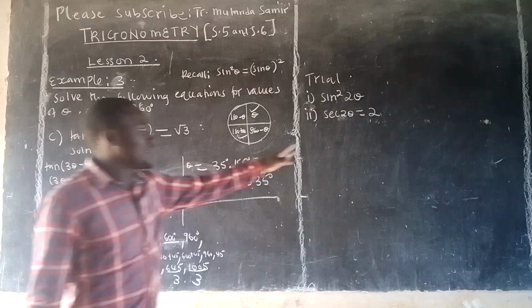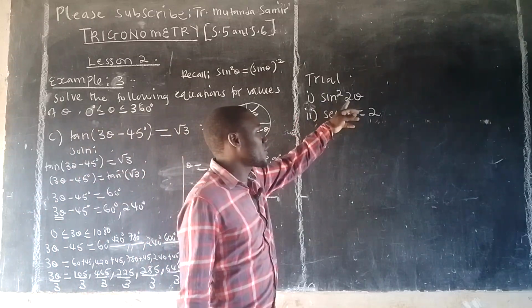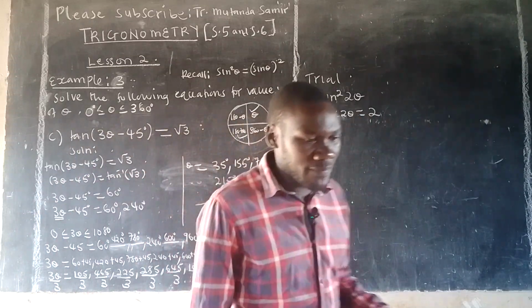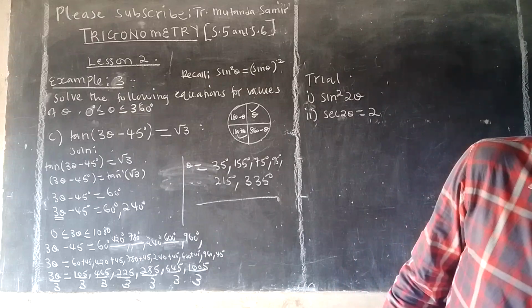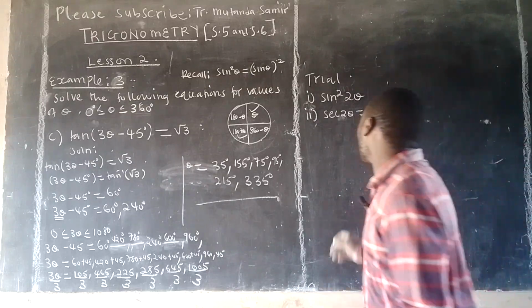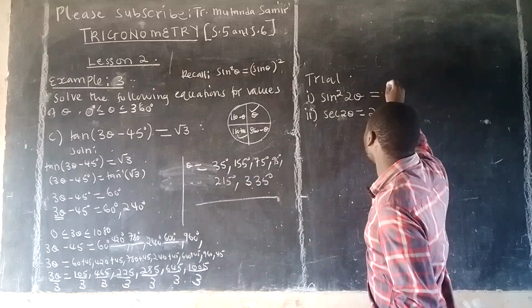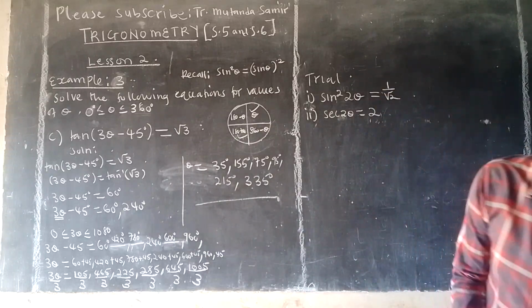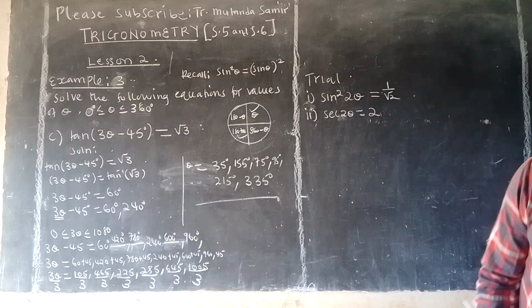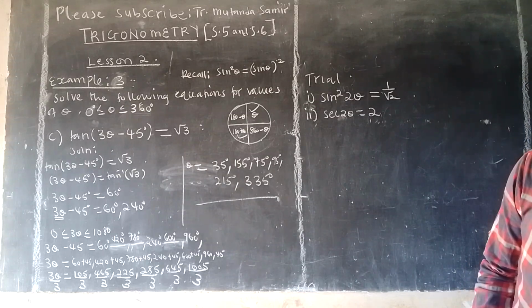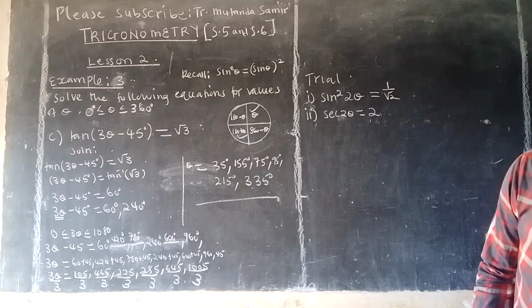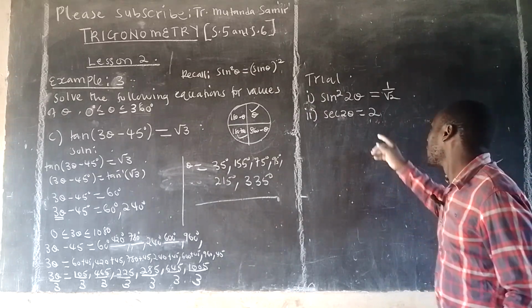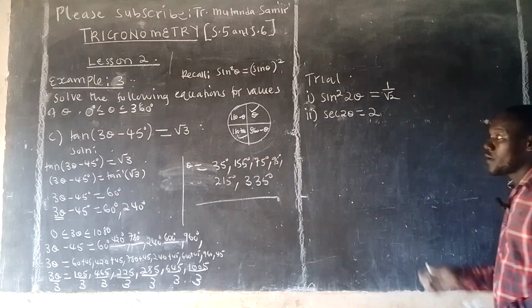Please, you try out these ones here. You have sine of 2 theta, I didn't complete it. Sine of 2 theta is equal to 1 over root 2. Please, I'm completing this up, 1 over root 2. You try out that. Then we have sec 2 theta, where sec 2 theta equals 2. By the way, that one was there already. So you try out those ones there.